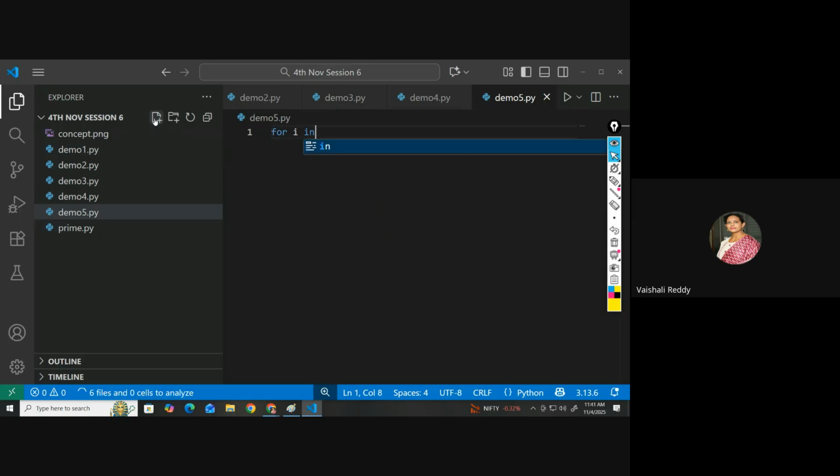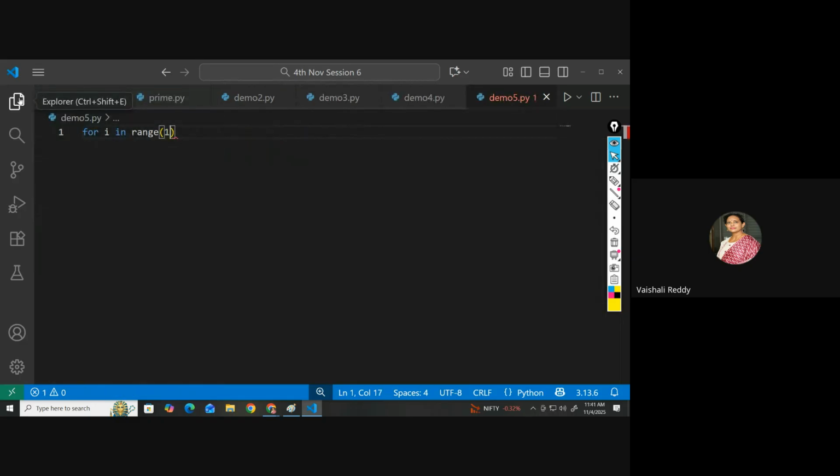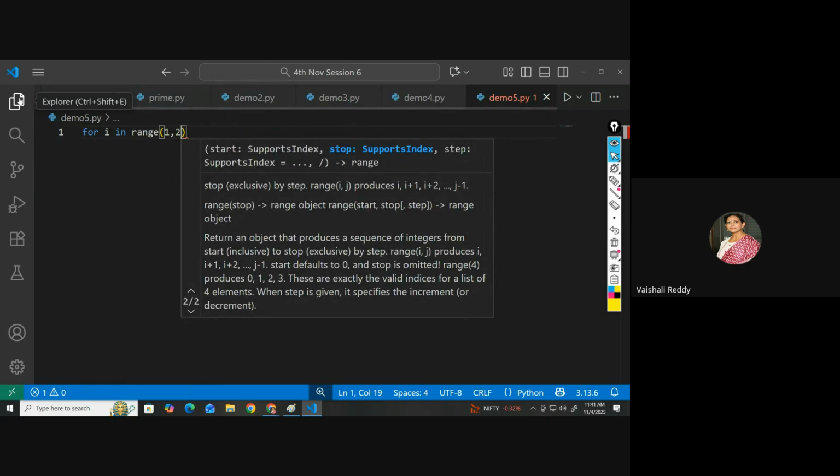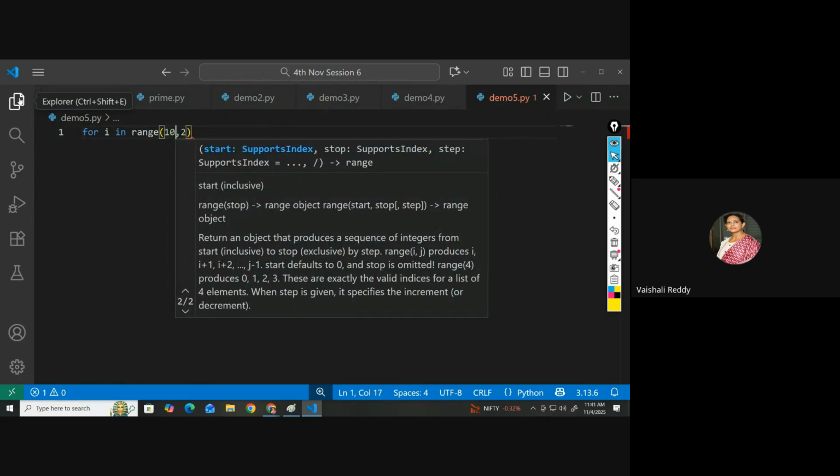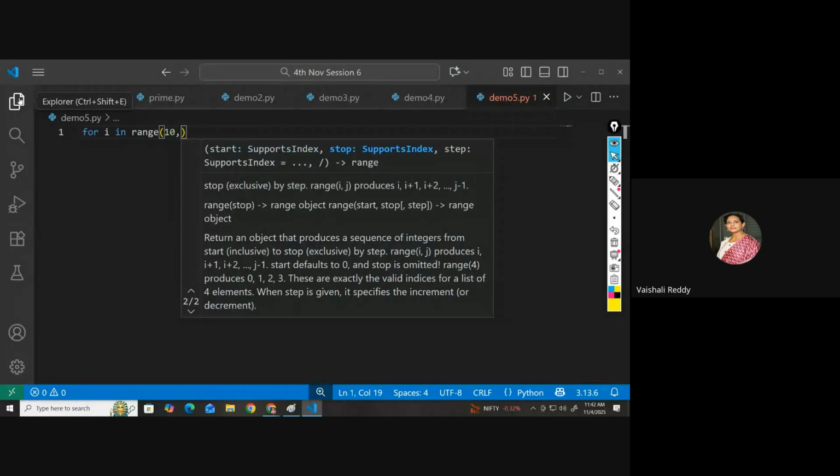So for i in range, number i should take 1, comma, 10, 45.